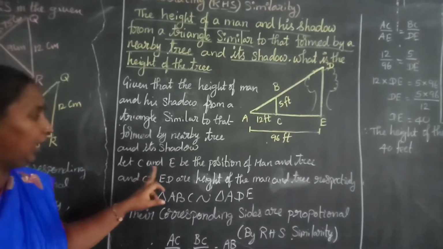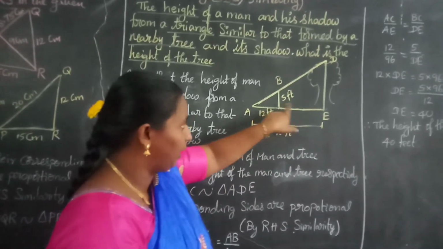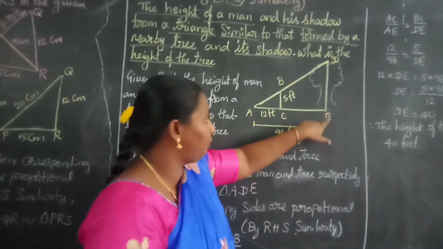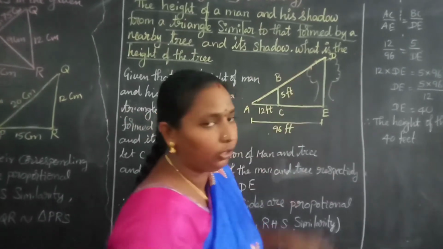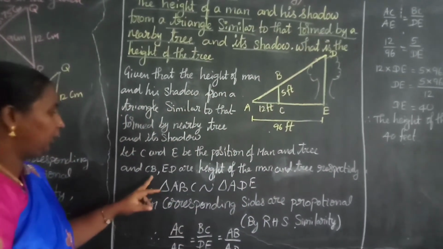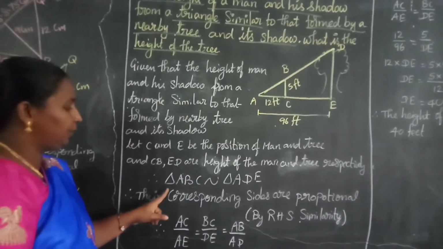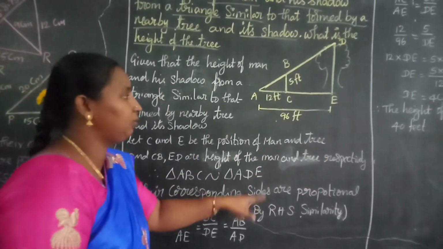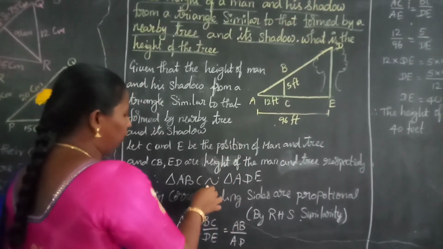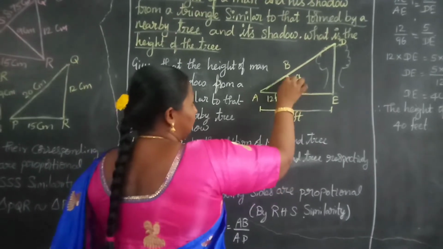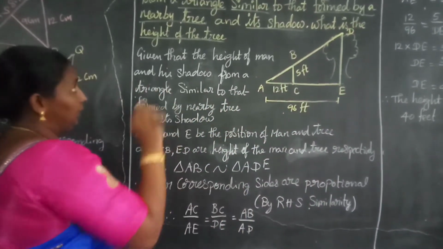So let C be the position of the man and E be the position of the tree. Then CB is the height of the man and ED is the height of the tree. CB and ED are the heights of the man and tree respectively. Therefore, triangle ABC is similar to triangle ADE. Both are similar, it is given in the sum itself.